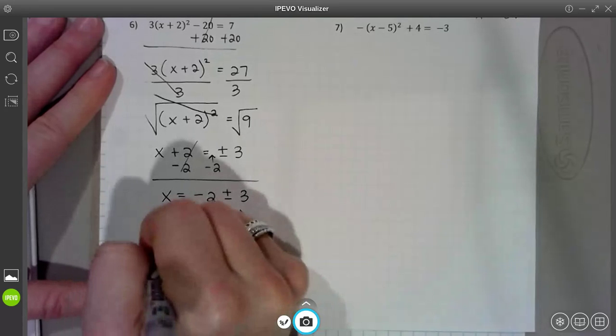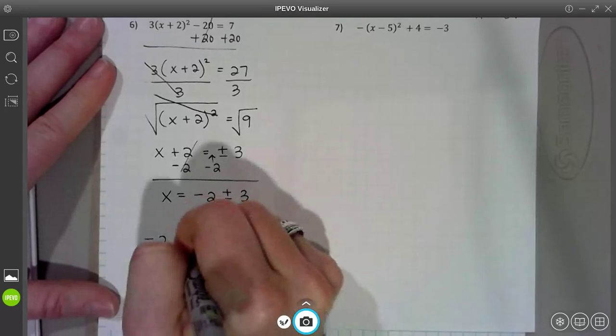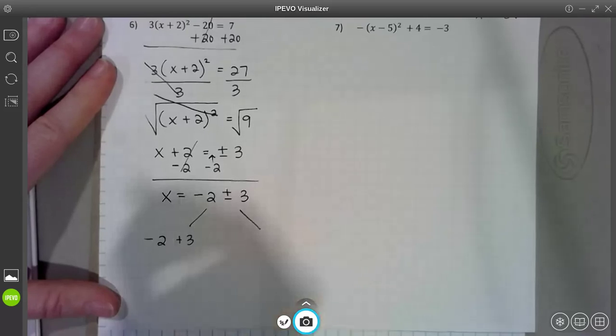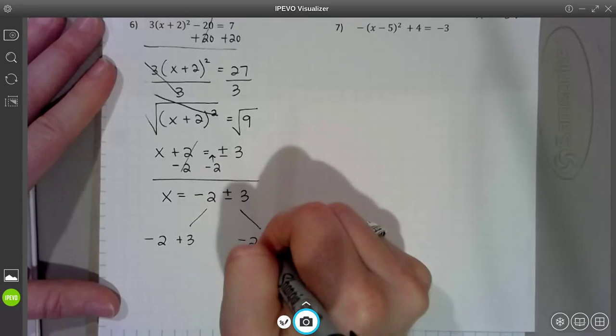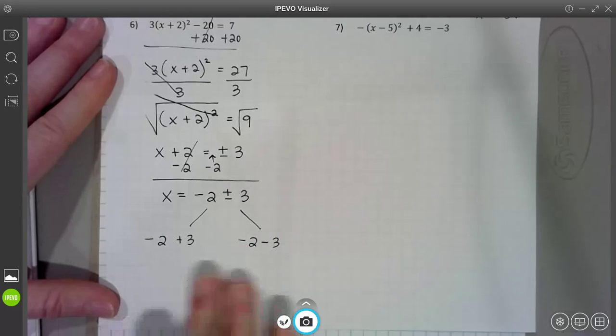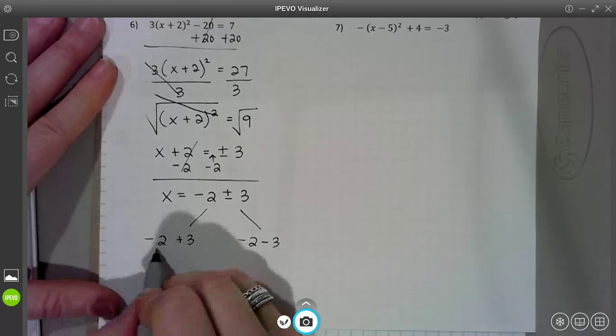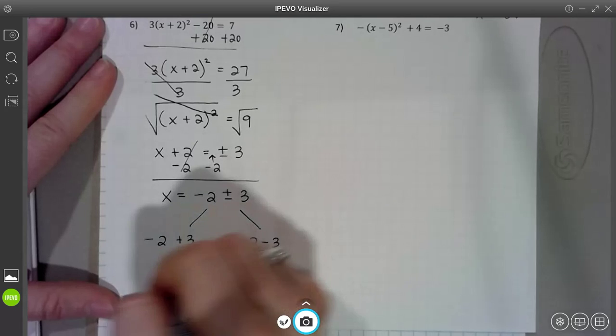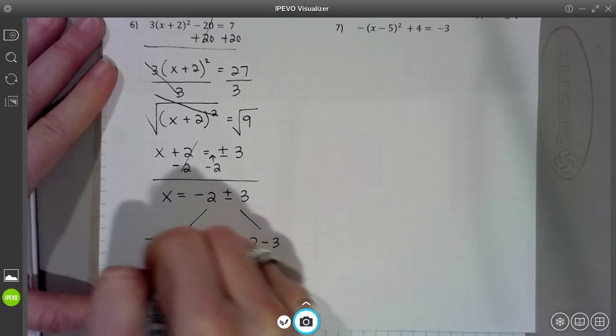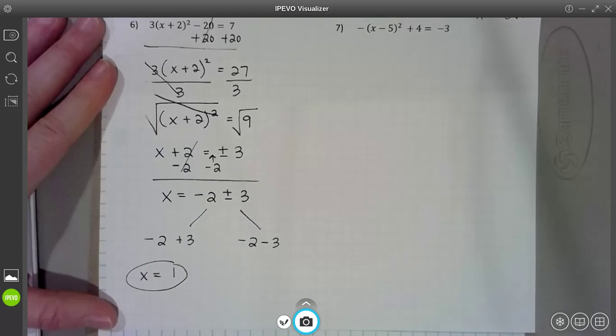First, we're going to take the -2 and we're going to add the 3. Then we're going to take the -2 and we're going to subtract the 3, and we're going to create 2 separate answers to this equation. So what's -2 plus 3? +1. So x equals 1 is one answer to this problem.